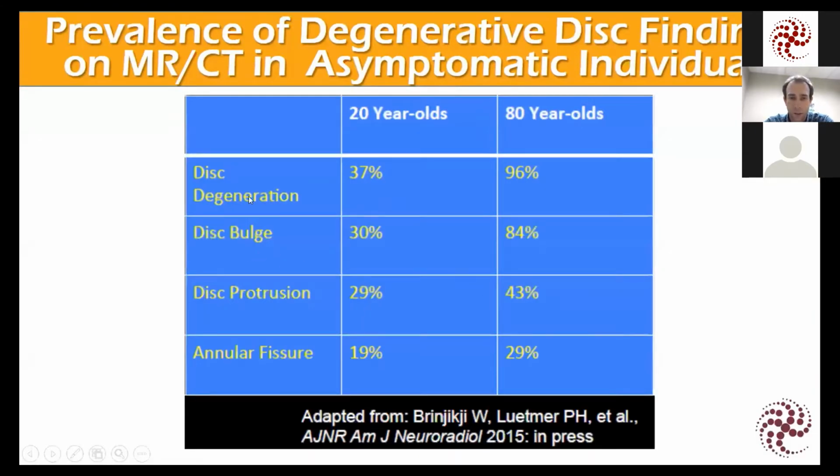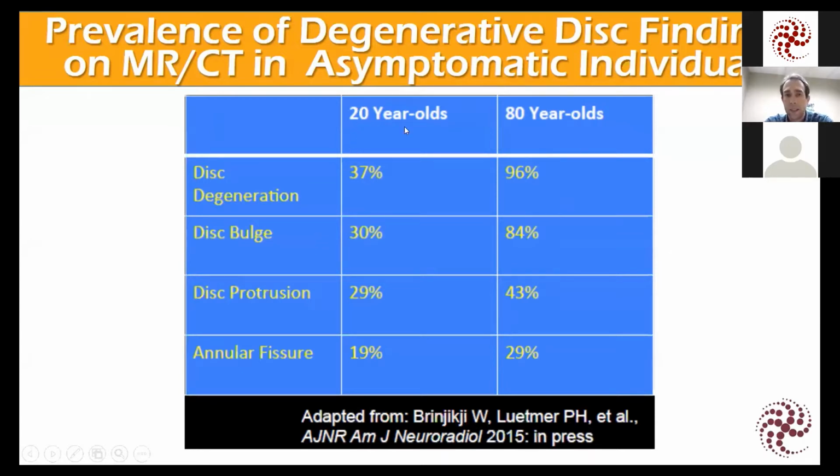Now, here's a little chart from the Journal of Neuroradiology from 2015, and this is a good example of how common degenerative changes are in people who have absolutely no pain. You can see, as you get older, in 80-year-olds, 96% of these people have some degree of disc degeneration and disc bulges, and then less so disc protrusions and annular fissures. And we'll talk in more detail about what these findings are.